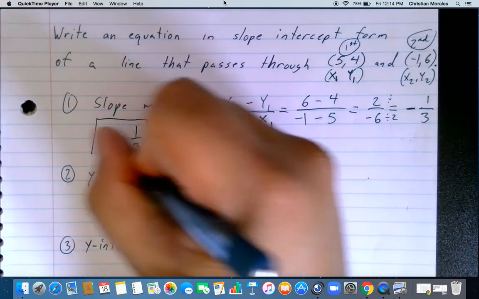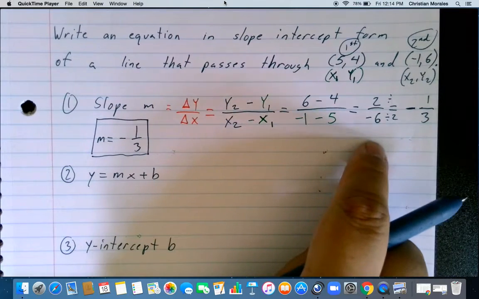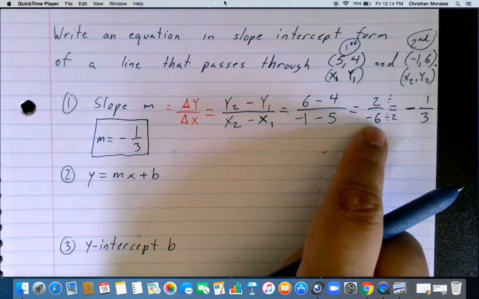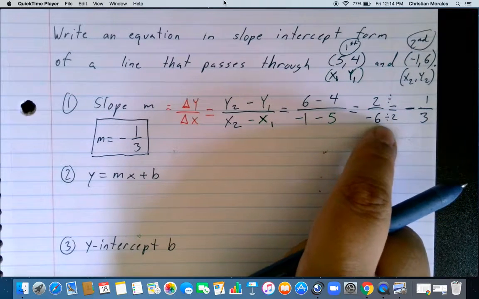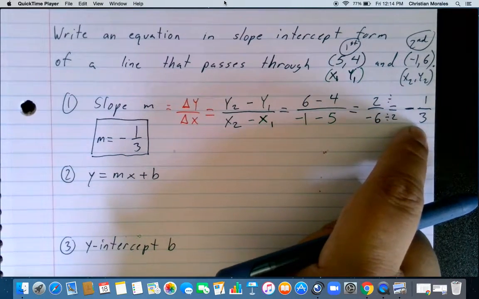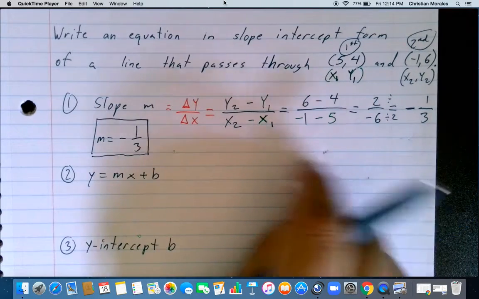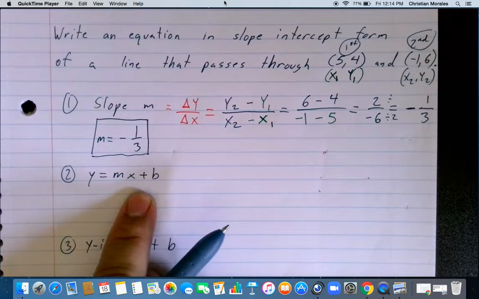Now, Mr. Morales, you put the negative in the middle. Yeah, I don't like to put the negative on the bottom. I like to write it in the middle. Okay? We're not used to doing that. Don't put the negative sign down here. Just put it in the middle. All right? Next.